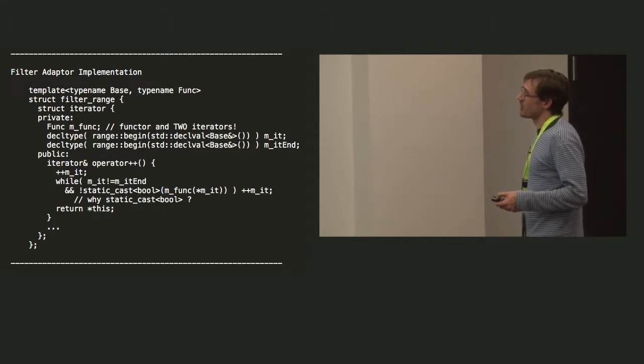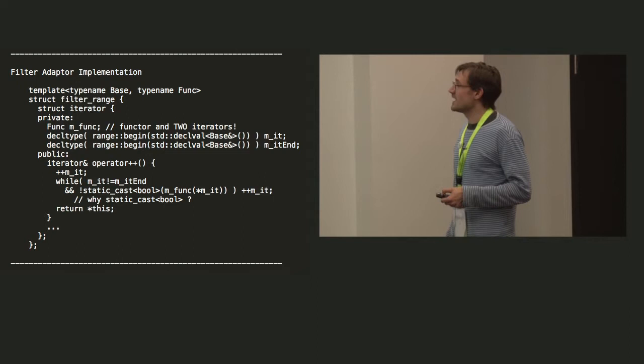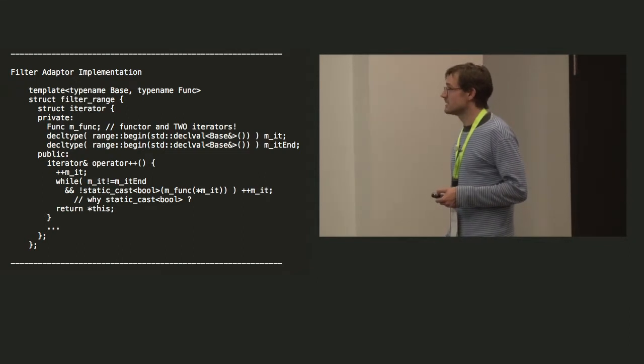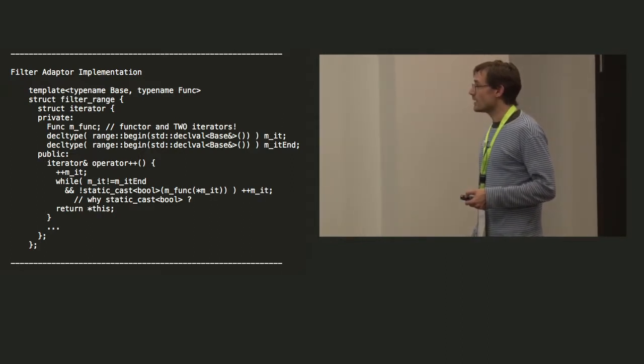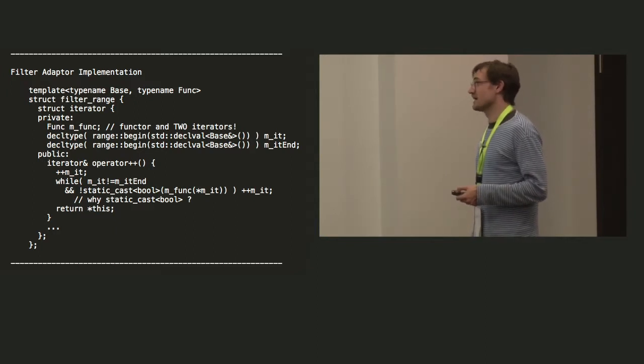So when you are implementing the operator plus plus of the iterator inside the filter range iterator, you have to do the following. You have to step one step forward. And then you have to see, oh, have I reached the end? If I've reached the end, then I'm fine. I will just bail out. Or am I not meeting my filter? If I'm not meeting my filter and I haven't reached the end, I have to keep going forward until I find something that actually meets my filter.